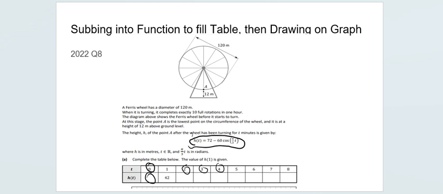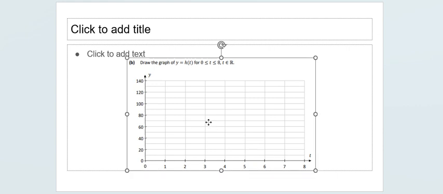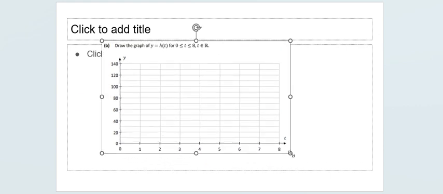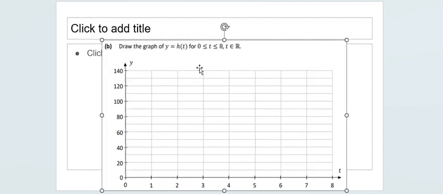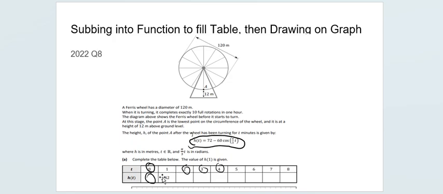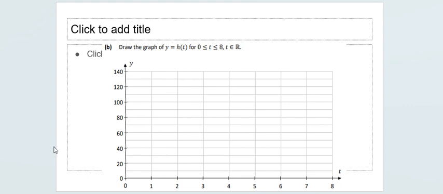Then that's generally followed up by something like this. So draw a graph of y equals h of t. So all you're doing is taking your values from the box and plotting them on it. So whatever you got for 0 down here, you'll go to 0 across the bottom, and you'll put a dot on it. You'll get some kind of a curve there in the end.